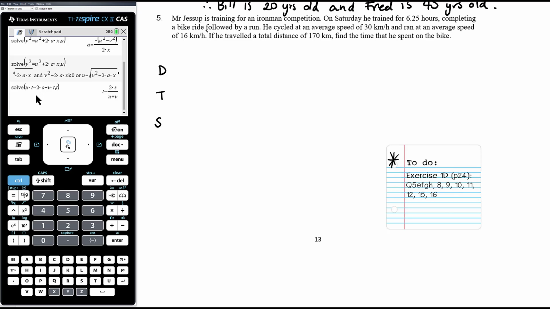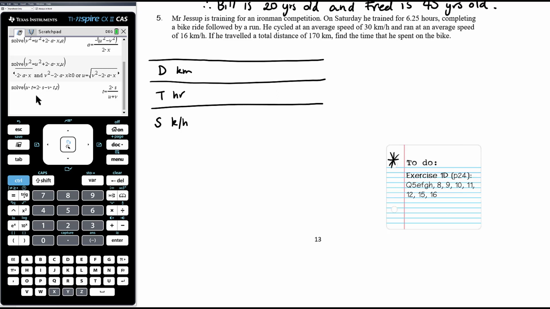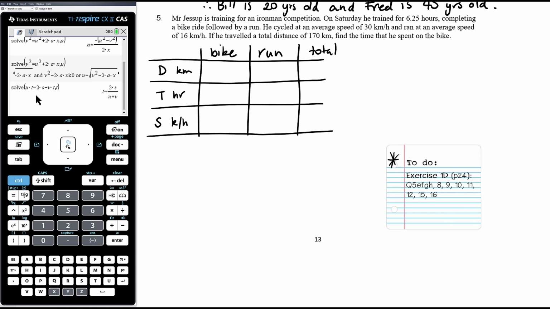The speeds should guide your units, so the speeds are in kilometres per hour, which means my distances are going to be in kilometres and my times are going to be in hours. Alright, so we've got the bike ride and the run, and then we might also have information about totals. Total speed is a meaningless quantity, so there won't be anything in there, but the other 8 boxes we want to try and think about filling in.